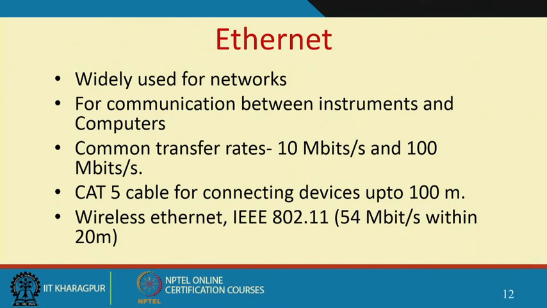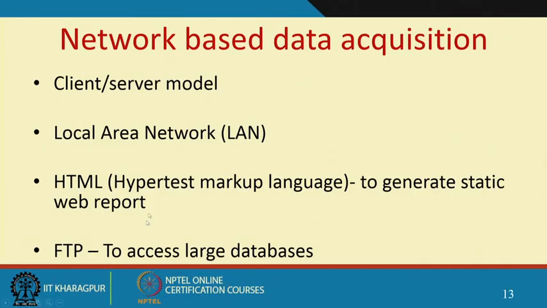We have the Cat5 cable connecting devices, and we have wireless Ethernet and so on. In today's world, be it machines, computers, or mobile devices, we need faster ways of transferring digital data through these protocols, and then we can do our processing and make an analysis. Of course, there are network based data acquisition systems, like a client server model. So, you could be sitting somewhere and controlling your acquisition.